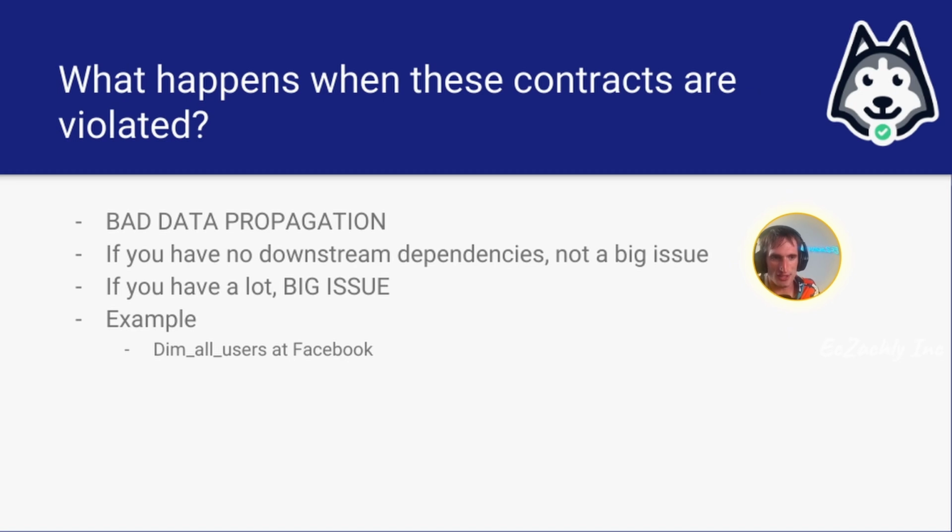I want to talk about an example here. There's a table called dim all users at Facebook, like those pricing and availability tables I was talking about that had 1,000 downstreams. Dim all users is a whole other level. It was like 10 or 20,000 downstreams, where what ended up happening was there was a migration to a new compute engine, and it actually ended up breaking this contract and ignoring the contract completely.